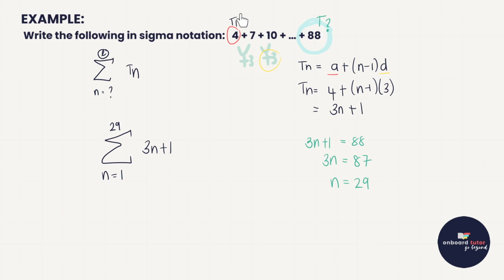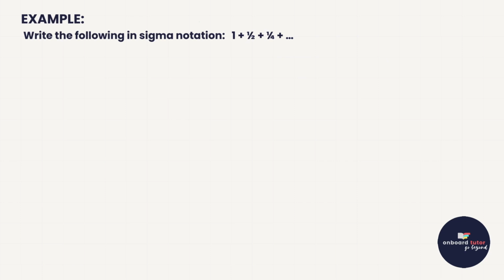We have taken a series and we have compacted it into sigma notation. We have shown that we are adding all the terms that have this general term starting with 1 and ending with 29. Let's have a look at another one.